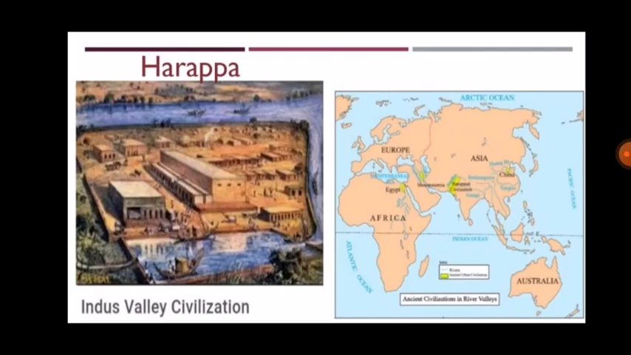Now they are in Pakistan. Lothal and Dholavira in Gujarat and Kalibangan in Rajasthan are among the famous sites of Harappan civilization in India. So this civilization, the Harappan civilization, was also called the Indus Valley civilization because of the river Indus.